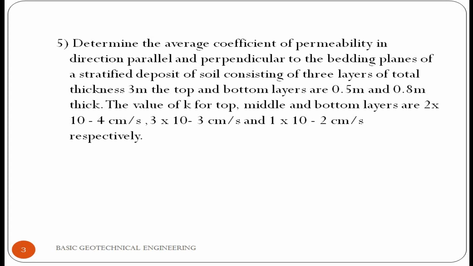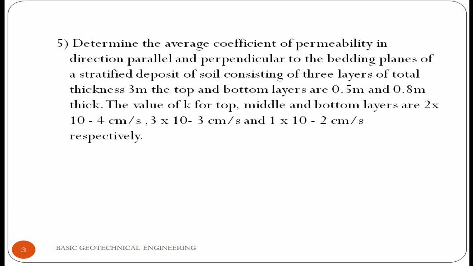So here in this problem, we have to determine the average coefficient of permeability in direction parallel and perpendicular to the bedding planes of a stratified deposit of soil consisting of 3 layers of total thickness 3 meter. The top and bottom layers are 0.5 meter and 0.8 meter thick. The value of K for top, middle and bottom layers are 2 into 10 to the power of minus 4 centimeter per second, 3 into 10 to the power of minus 3 centimeter per second and 1 into 10 to the power of minus 2 centimeter per second respectively.